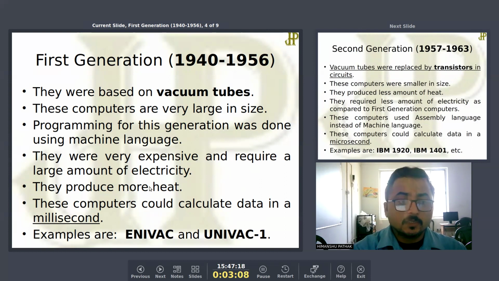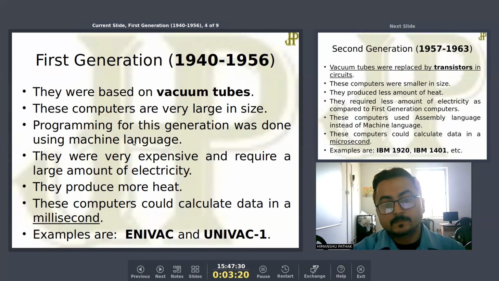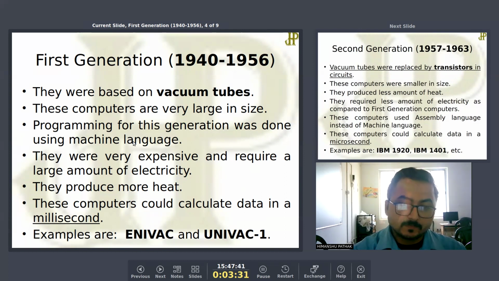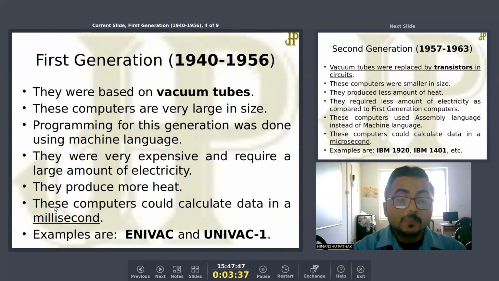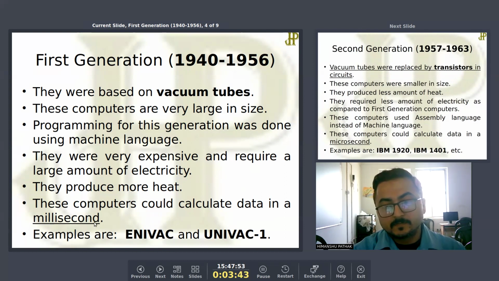In this generation, computer programming was done using machine language, that is 0 and 1 form. So it is very difficult, because you already know that the combination of 0, 1 is very difficult to identify as a pattern. However, these computers could calculate data in a millisecond. So speed is okay. Some examples are UNIVAC and UNIVAC 1.